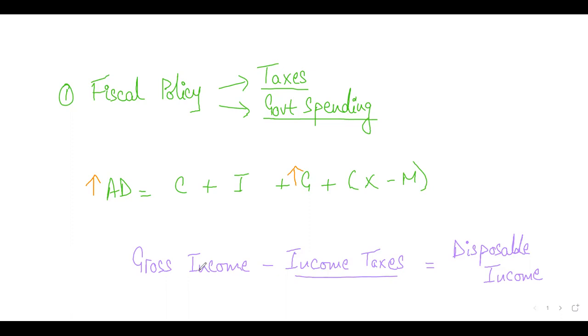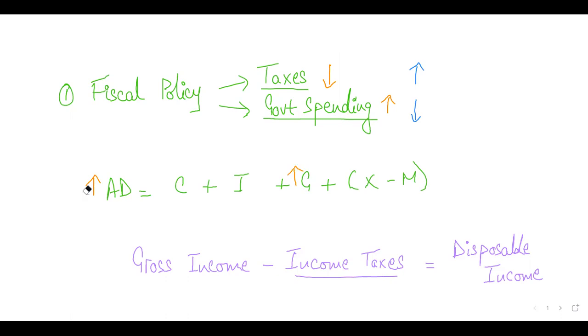Now, Abdul, just reverse all these things. If instead of decreasing taxes and increasing government spending, the government would have done something opposite. The government is now increasing taxes and reducing government spending. Now, everything that we have just discussed will be reversed. How so? Let me tell you.